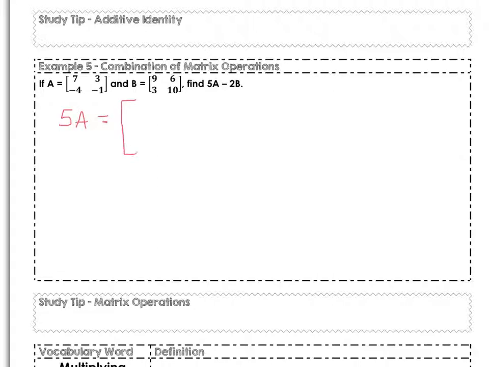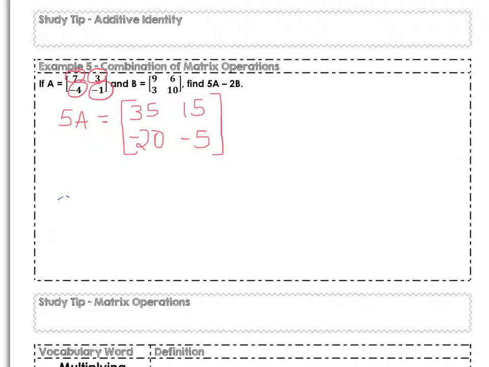I'm going to multiply each of these terms inside of A by 5. 7 times 5 is 35. 5 times 3 is 15. 5 times negative 4 is negative 20. And 5 times negative 1 is negative 5. Okay, so here is 5A.